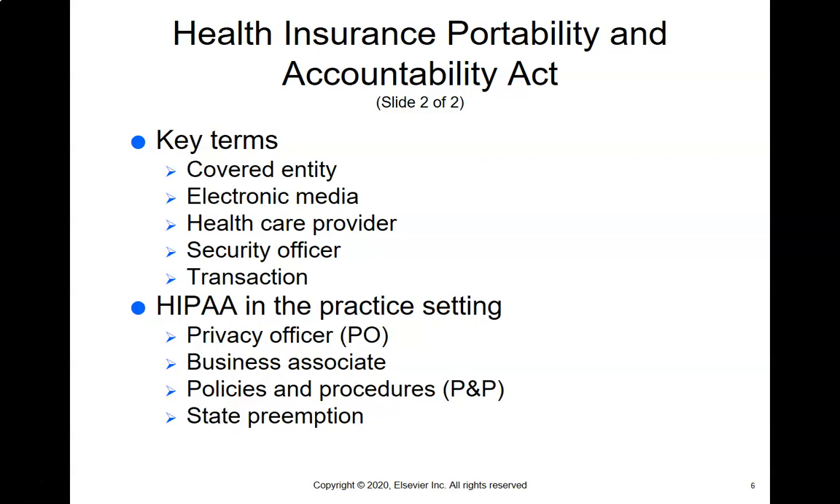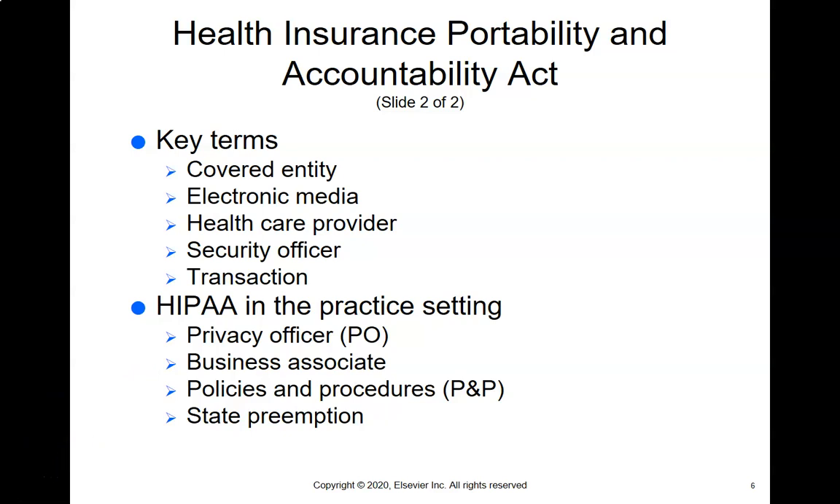HIPAA in the practice setting. HIPAA requires the designation of a privacy officer to develop and implement the covered entity's policies and procedures. The organization's PO may hold another position within the healthcare organization or may not be an employee of the organization at all. Sometimes the PO is a contracted professional who is available to the healthcare organization in an advisory capacity or as an interim compliance officer. This advisory role may be filled by an attorney or other professional with extensive compliance experience.